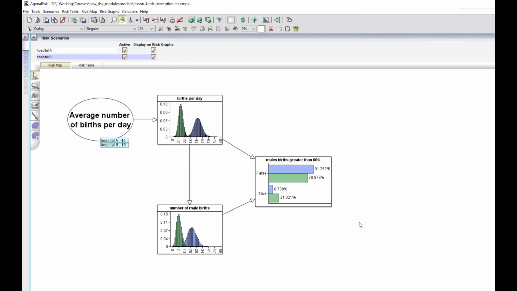And it turns out, as you can see here, that there's a greater probability that Hospital B, which is the green distribution, has more than 60% male births on any given day than Hospital A. And that's because with the smaller numbers that you get with Hospital B, small increases above the daily average are more likely to push it above 60% males than the larger numbers in Hospital A.